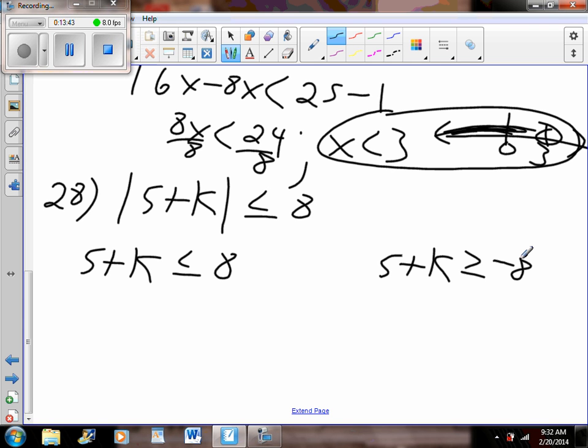Now let's solve for k in both situations. We're going to subtract 5 from both sides, in both equations. So if I subtract 5 here, what's k going to be less than or equal to? What's 8 minus 5? Yeah, 8 minus 5 is 3 here. I'm sorry, I'm jumping the gun over here. Over here, what is k when I subtract 5 from a negative 8? A negative 13.